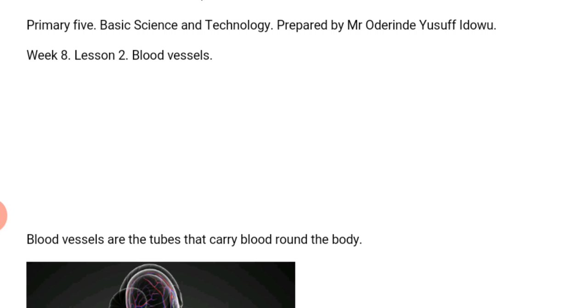What do I call it? Blood vessels. In our last lesson, we discussed the heart, and we said the heart is the internal muscle that pumps blood through blood vessels of the circulatory system. That is, the heart pumps blood around the body through blood vessels. That leads us to today's lesson, blood vessels.